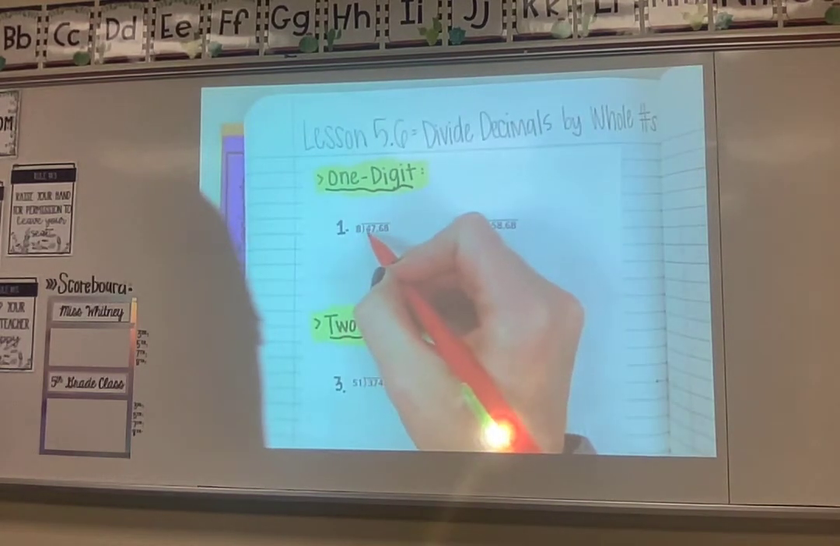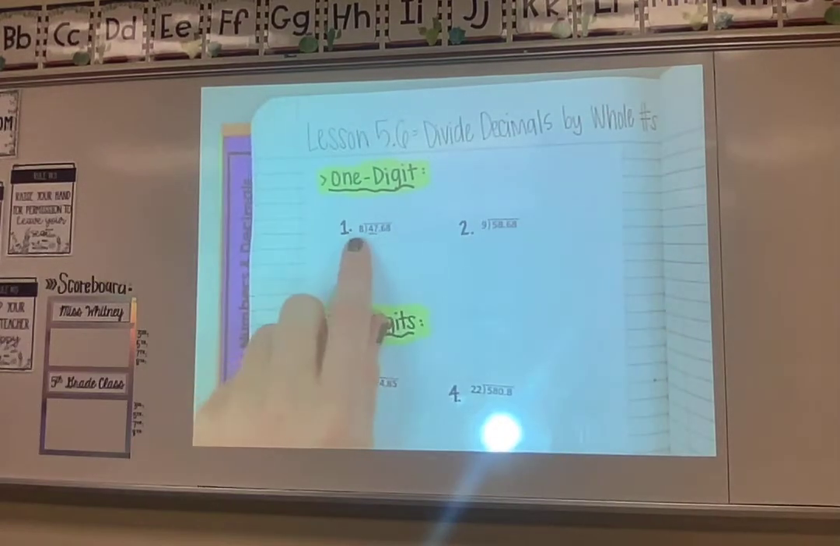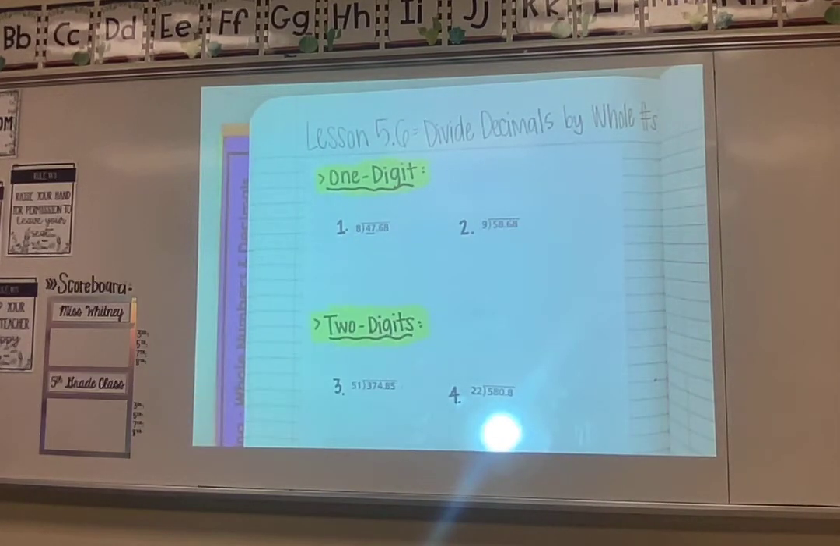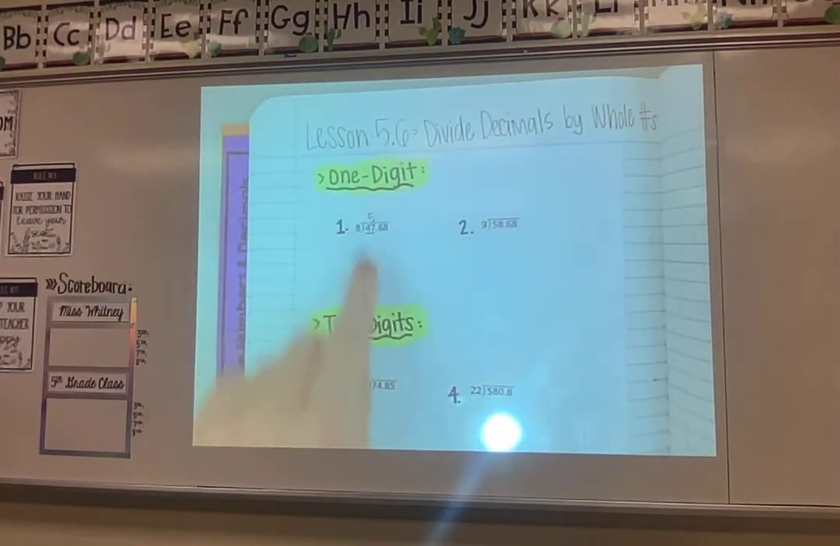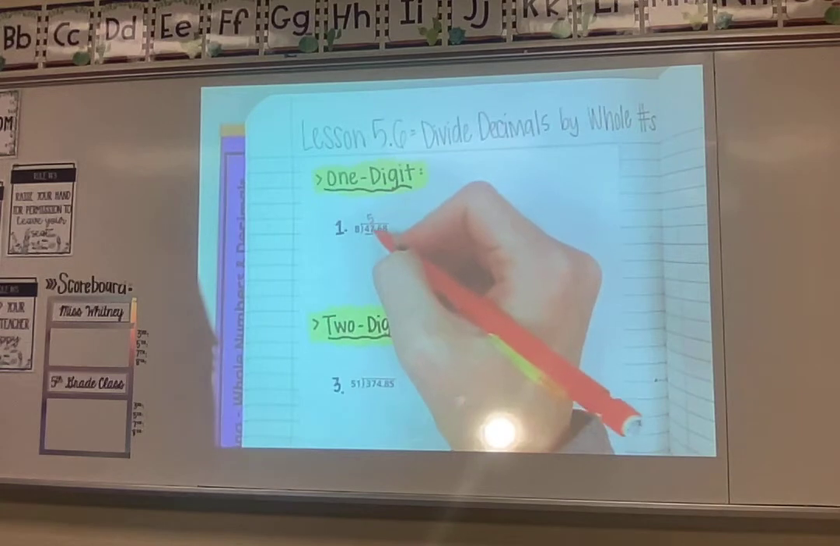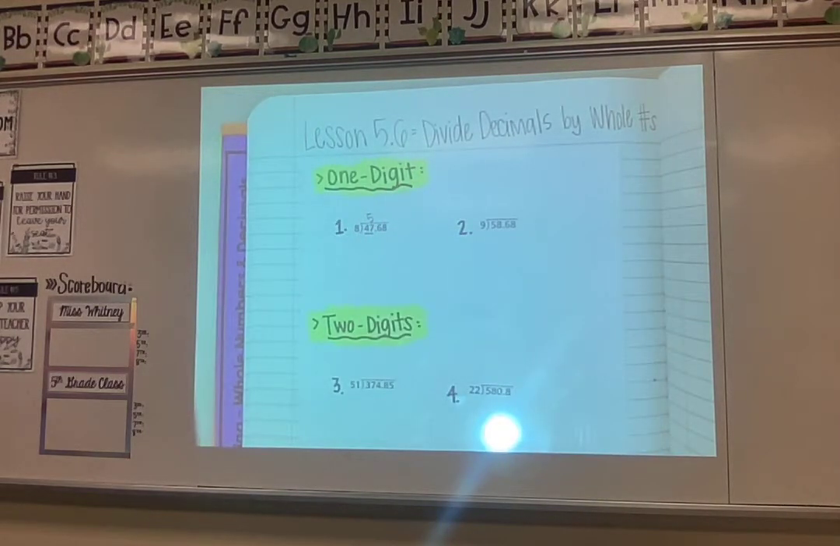8 will not fit into 4, so I'm going to look at 47. How many 8s will fit in 47? Well, that would be a 5. Put my 5. Now notice I'm lining this up nicely. The 5 needs to go right above the 7 because that's where we're at in our division. You just put it right above the number that you're using to divide. That's going to be super important as we are working with decimals here.